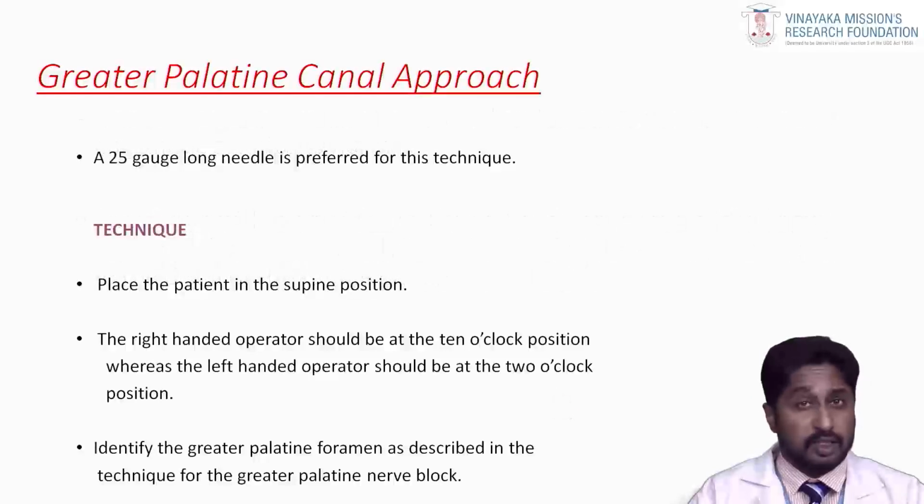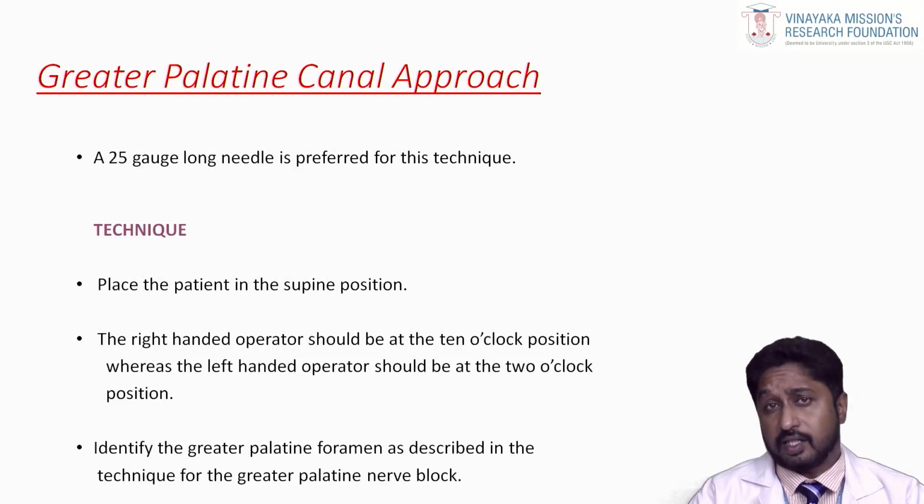That's all about the two nerve blocks. Here we have seen the 5 main nerve blocks. First we saw the posterior superior nerve block, next the middle superior nerve block, then the anterior superior nerve block. That is on the buccal side. And on the palatal side, we saw first the greater palatine nerve block and next the nasopalatine nerve block. That's it. So here additionally we are going to see the greater palatine canal approach.